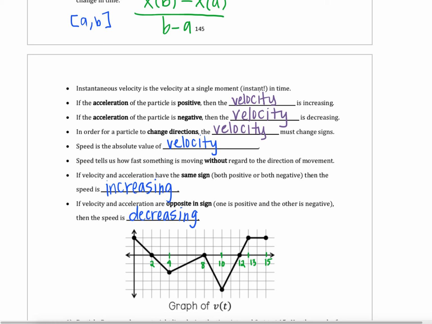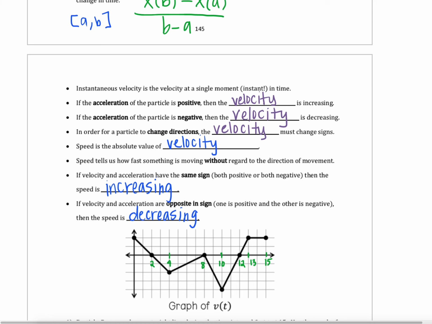Similarly, since acceleration is the second derivative, if the second derivative is positive, then the velocity, the first derivative, would have to be increasing. And if the acceleration, which is the second derivative, is negative, then velocity, which is the first derivative, would have to be decreasing.